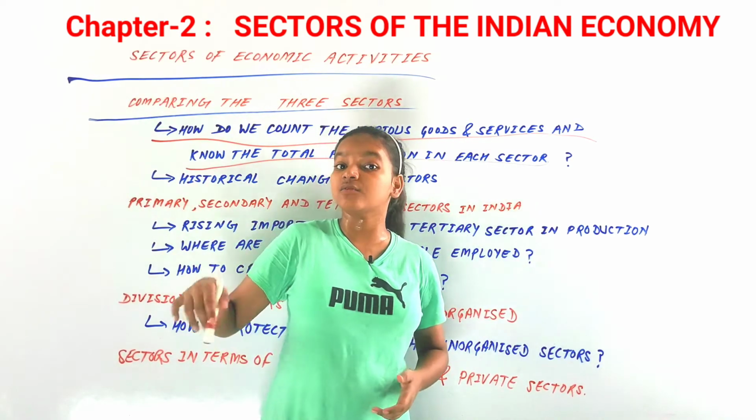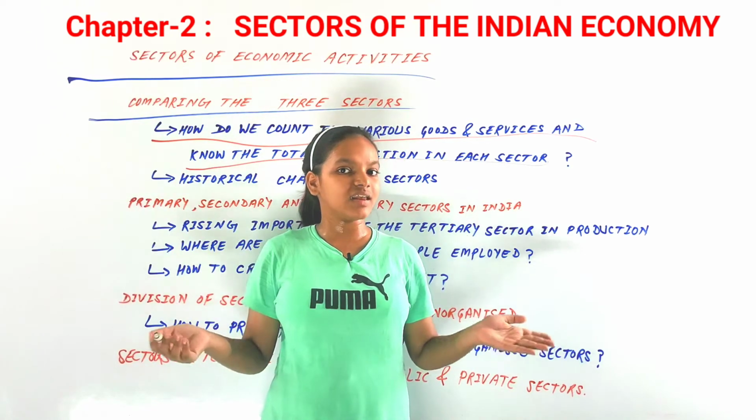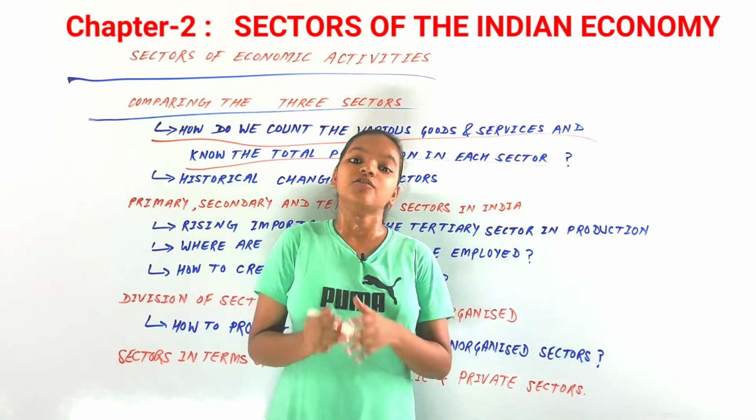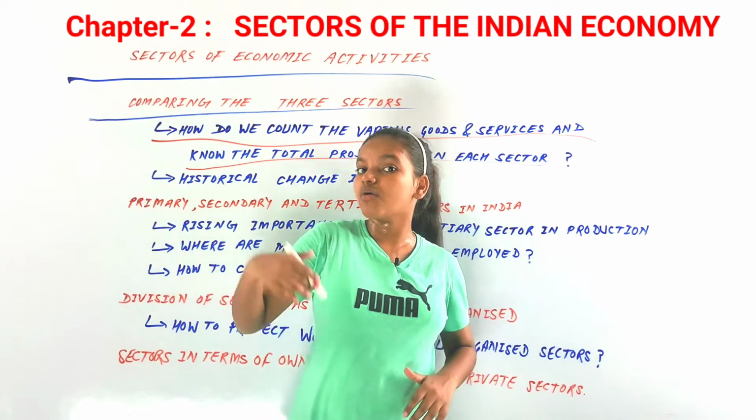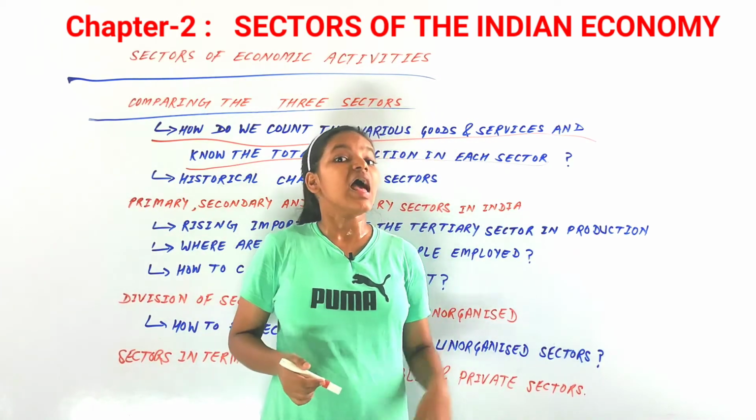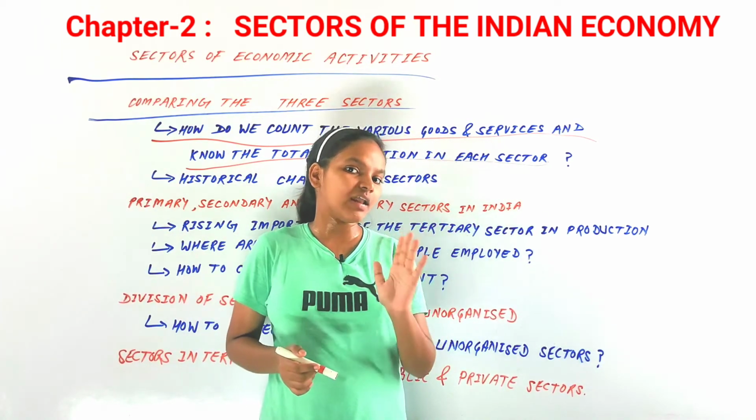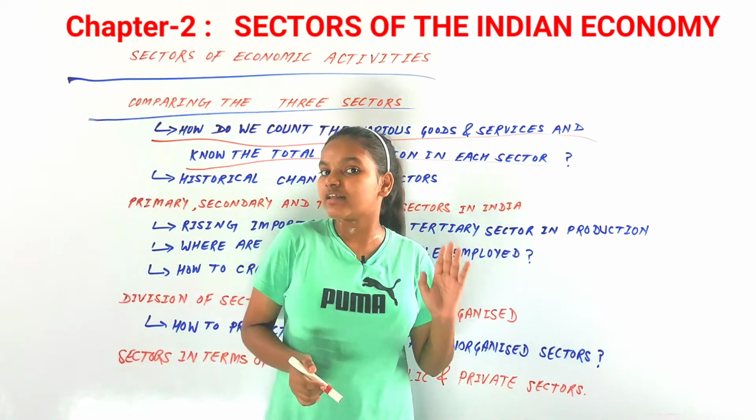Because if a country has more and more GDP, then it's good, isn't it? It will have more development. So there is a need for more GDP for the development of a country, and we need to see only the final goods instead of intermediate goods.